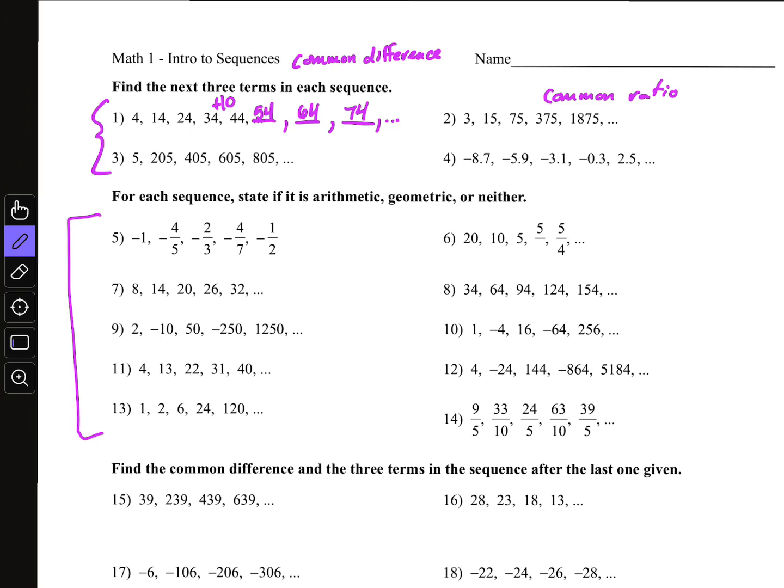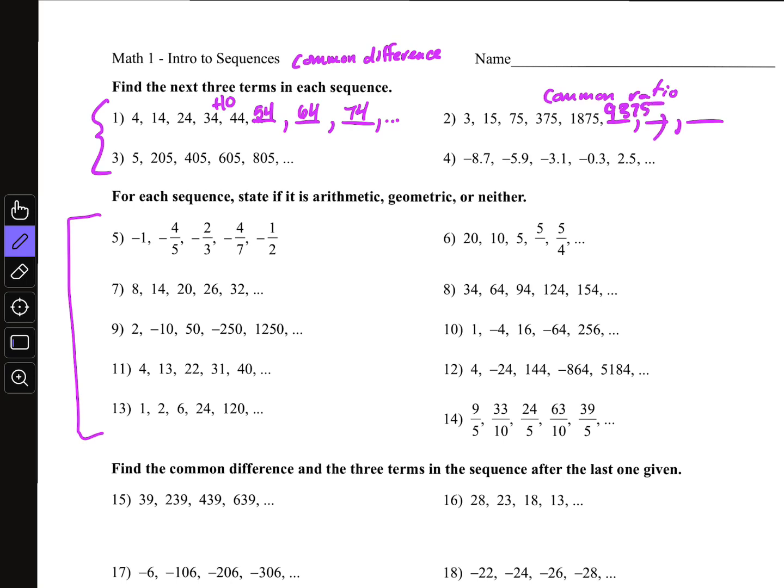Alright, number 2, 3 to 15 to 75 to 375 to 1875. You may need a calculator to help with this one, which I am probably going to need. It looks like 3 to 15, we are multiplying by 5. Okay, so I can check that by going 15 times 5, which, yep, is 75. So, 1875 times 5, and we get 9375.